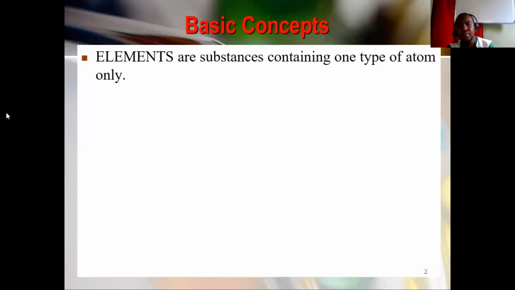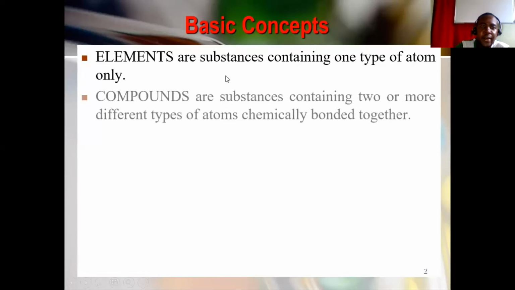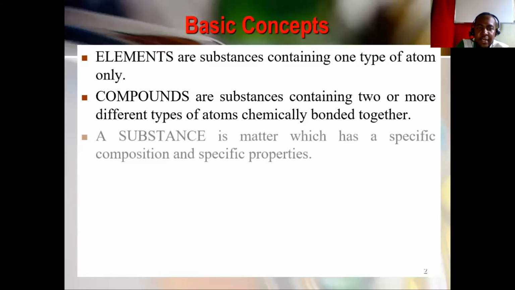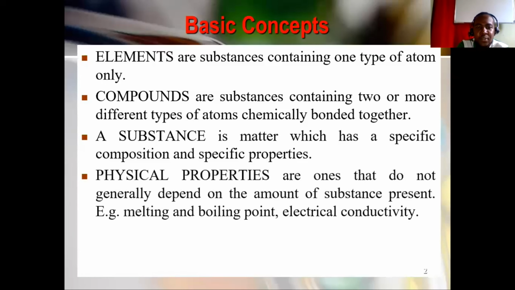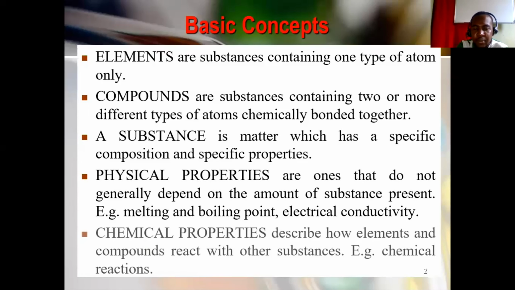All right, so first, before we look at pure and impure substances, we have to define some specific terms. An element: elements are substances containing only one type of atom. Compounds are substances containing two or more different types of atoms chemically bonded together. A substance is matter which has a specific composition and specific properties, which are physical properties or chemical properties.